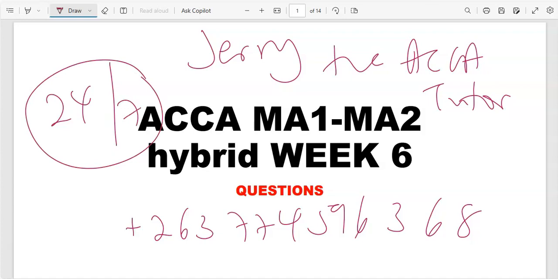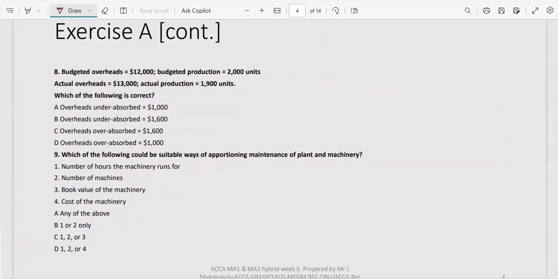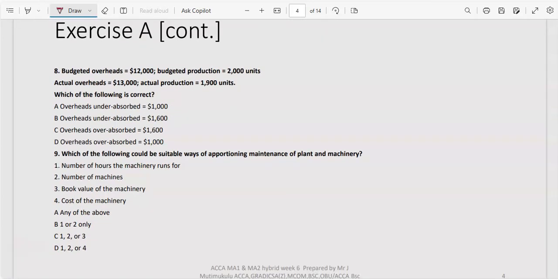Now without much ado, let us get straight to the business. Let's go to the questions. I think this question was a bit challenging to many students, and I thought I should explain it.